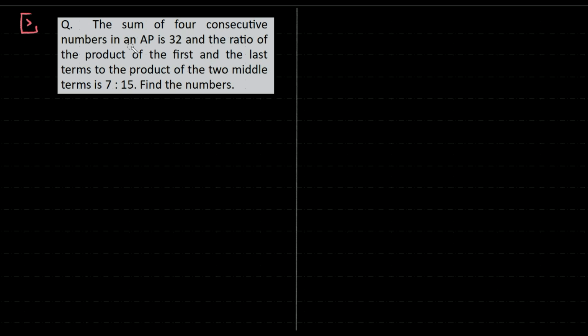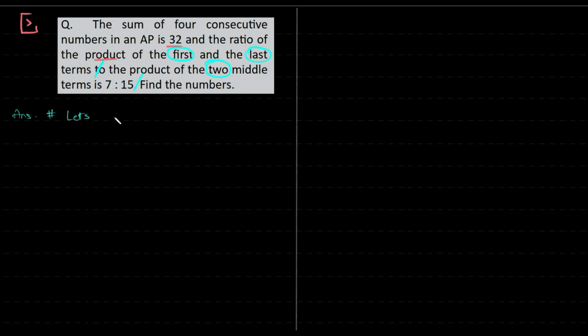The sum of four consecutive numbers in an AP is 32. The ratio of the product of the first and the last term to the product of the two middle terms is 7:15. Find the numbers. So what we have here is four numbers which are in AP and they have a certain relationship, and with that relationship we have to find a and d, and thus the AP itself.